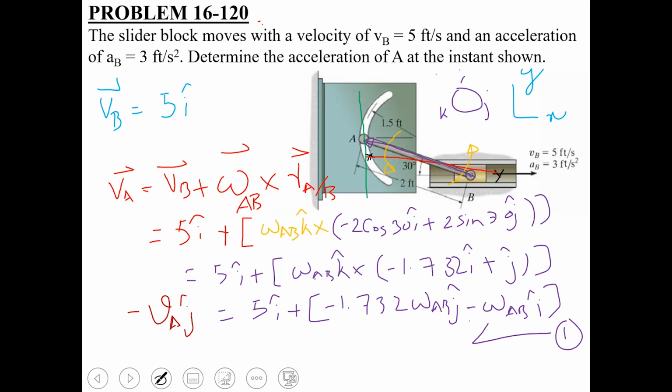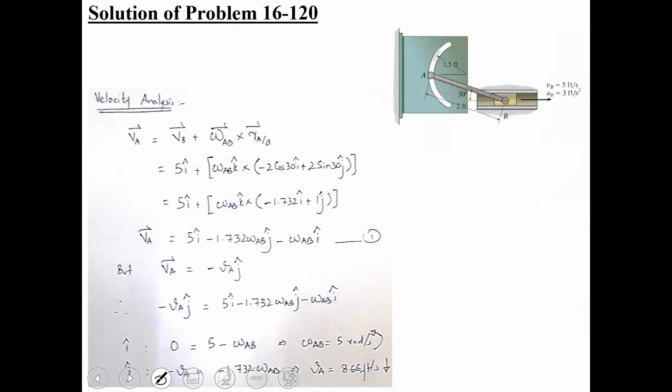Okay, so putting the value of VA vector to be equal to minus VA J and then comparing the I and J coefficients on both sides of this equation. Once we compare the I coefficients, we are going to get 0 equal to 5 minus omega AB. Once we compare the J coefficients, we are going to get minus VA equal to minus 1.732 omega AB. So solving these two equations would give us the value of omega to be equal to 5 radians per second.